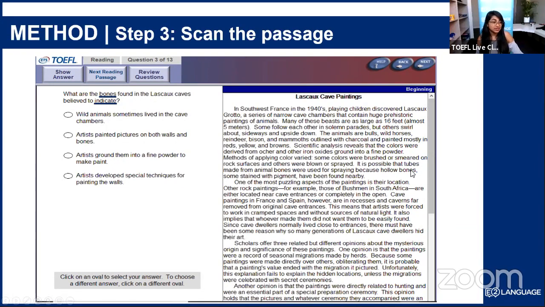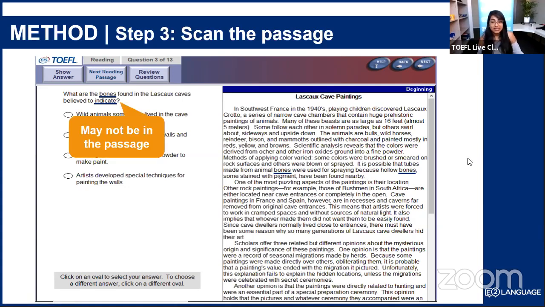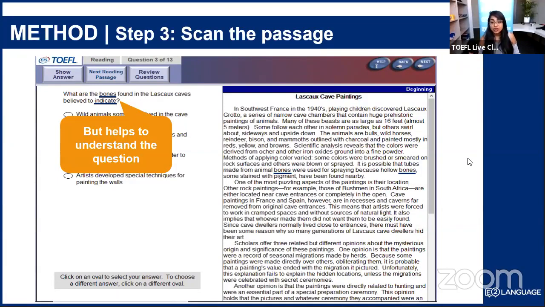Okay, I found the first bone. Okay, I found two bones. Indicate. Okay, I can't really find indicate. Let's see where these words are. So bones, yeah, these are the two that I found. So the word indicate is not exactly in the passage. Like I said, some of these words just help you understand the meaning. So even though it's not in the passage, it helps you understand the meaning of the question.